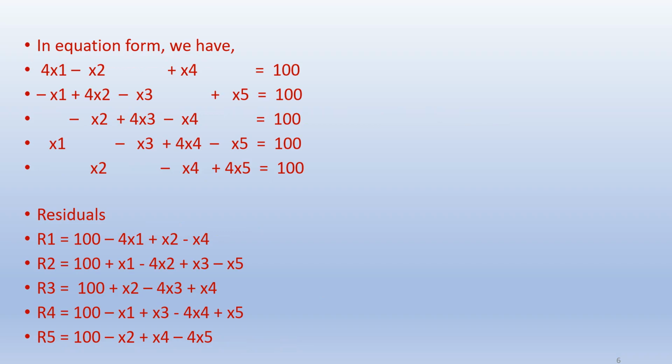If we convert that set of equations from matrix form to equation form, those equations are represented here. And we need to calculate the residuals as before. Residuals R1, R2, etc. For example, R1 equals 100 minus 4 times x1 plus x2 minus x4. R1 represents the difference between the right-hand side and the left-hand side. Since we are using an iterative procedure, the initial values of x1, x2, x3, etc. have to be assumed. So we normally get a residual that is not equal to 0. Our objective should be to reduce the residual value to a very low value that is acceptable to the solution by using the algorithm we have.